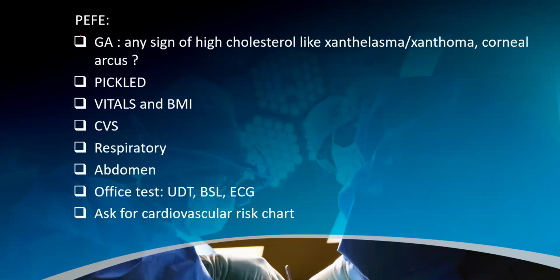Now let's assume that this is a face-to-face exam. In that case, you have to find out in the general appearance if there is any sign of high cholesterol, like xanthelasma or xanthoma, or any corneal arcus. Find out about the PICKLED: pallor, icterus, clubbing, dehydration, or edema. Ask about vitals. Very important to find out vitals, especially high blood pressure. Also, BMI is important. This too is important for your risk assessment. And then just do the CVS, respiratory and abdominal exam.